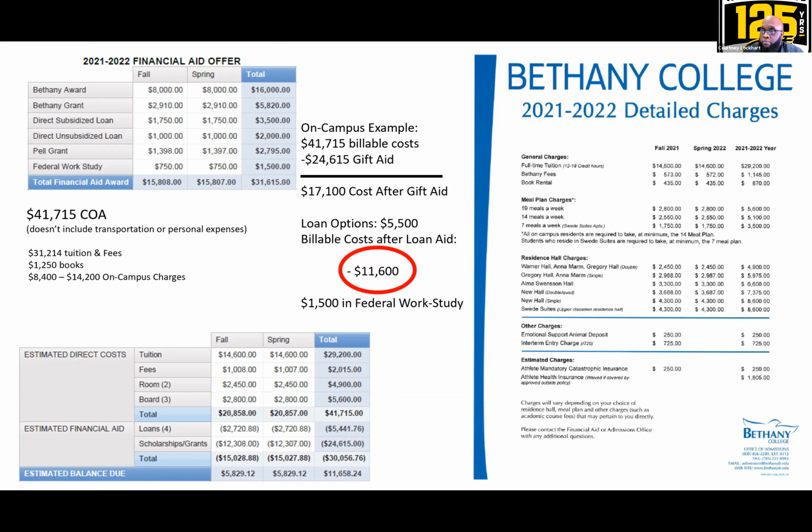So that way families have a more accurate picture of what they're going to be paying for the upcoming academic year, because those charges may not yet be available to them.